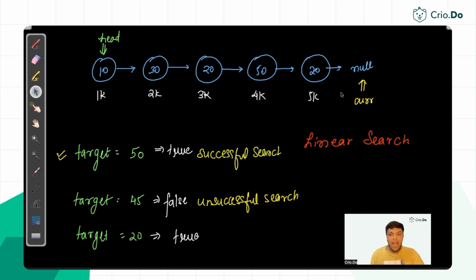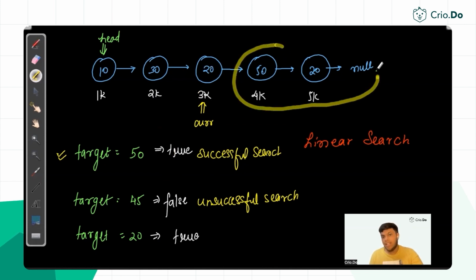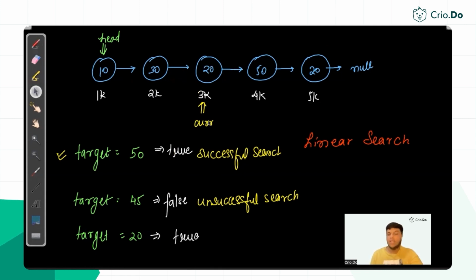Only the case is, as soon as the first occurrence of target is found, 20's first occurrence is found, we will return true, because we do not care whether there are more occurrences of 20 or not in this particular question. So we are actually searching for the first time the target element is appearing in the linked list.